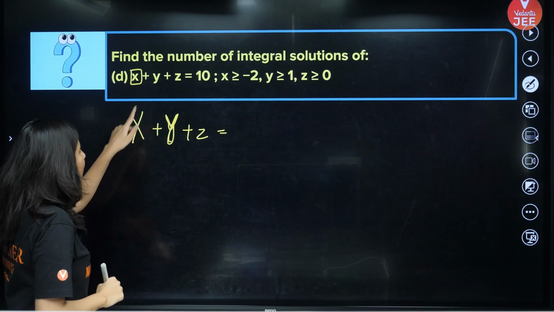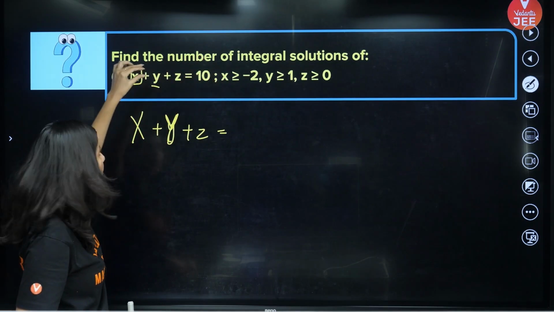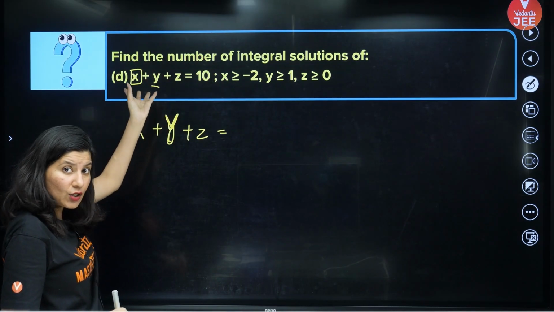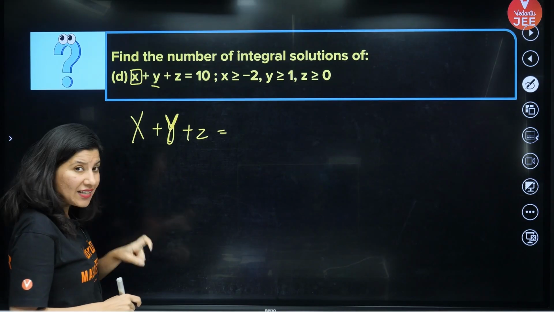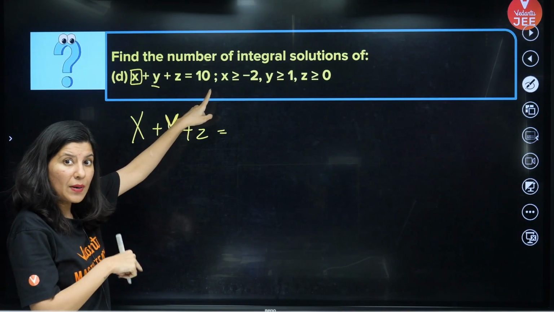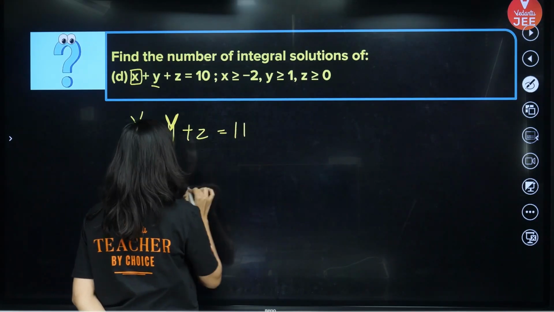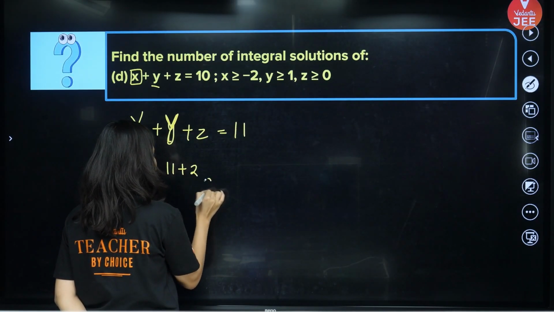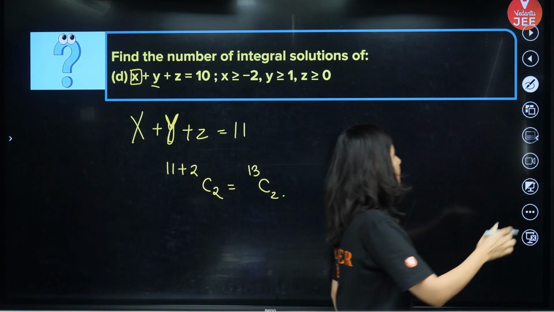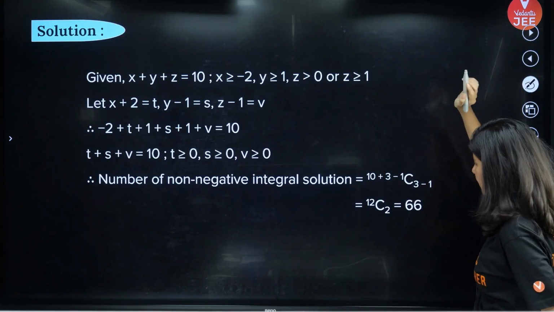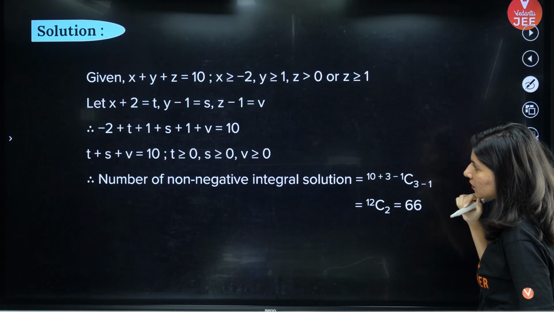Now 10. 1 you are giving it to this y, right? Y greater than or equal to, at least 1 should be given to y. So it will become 9, and 2 you can take from x. Right? So minus 10 minus 1 but plus 2, so 10 minus 1 plus 2 will be 11. Now it is 11 plus 2 C2. Easy peasy, 13C2. Clear? So this is your solution. Fine. Hold on.